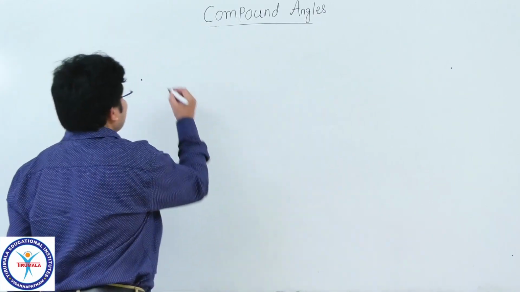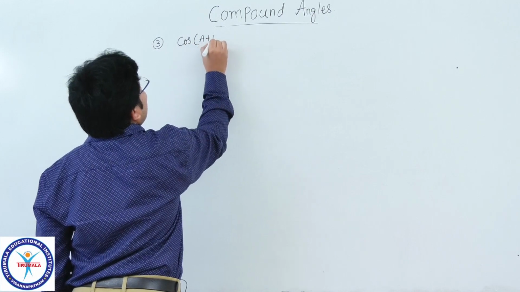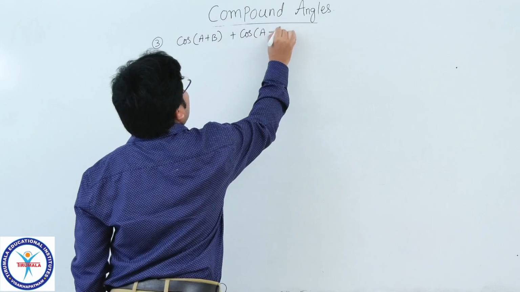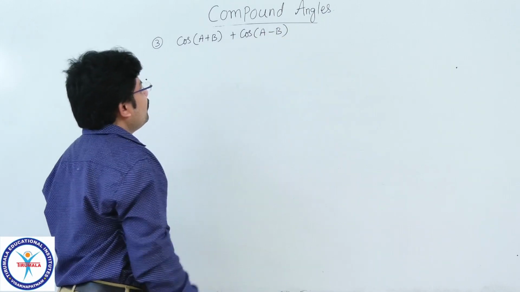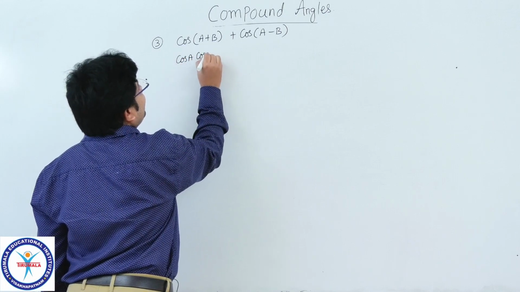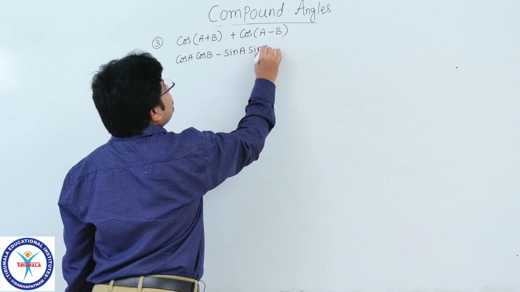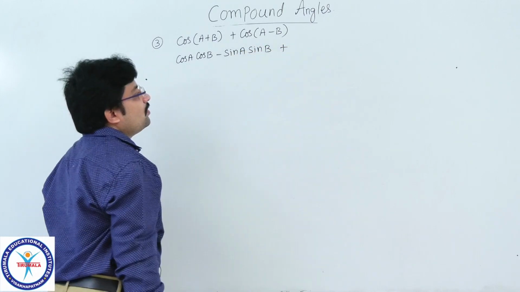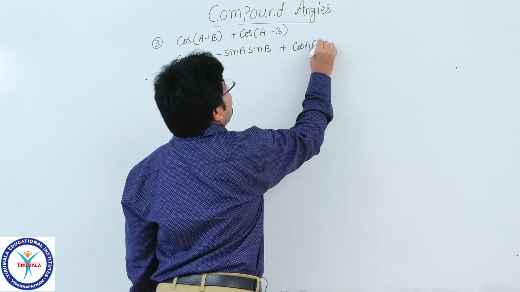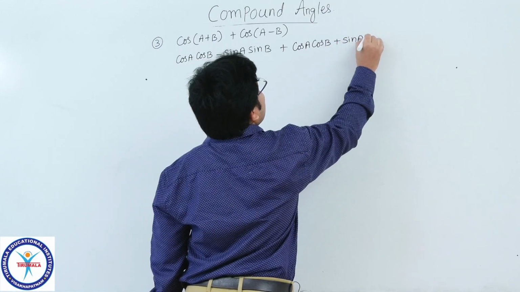Similarly, let us make some other result, that is cos A plus B plus cos A minus B. What is cos A plus B? Cos A cos B minus sin A sin B, plus cos A minus B, cos A cos B plus sin A sin B.